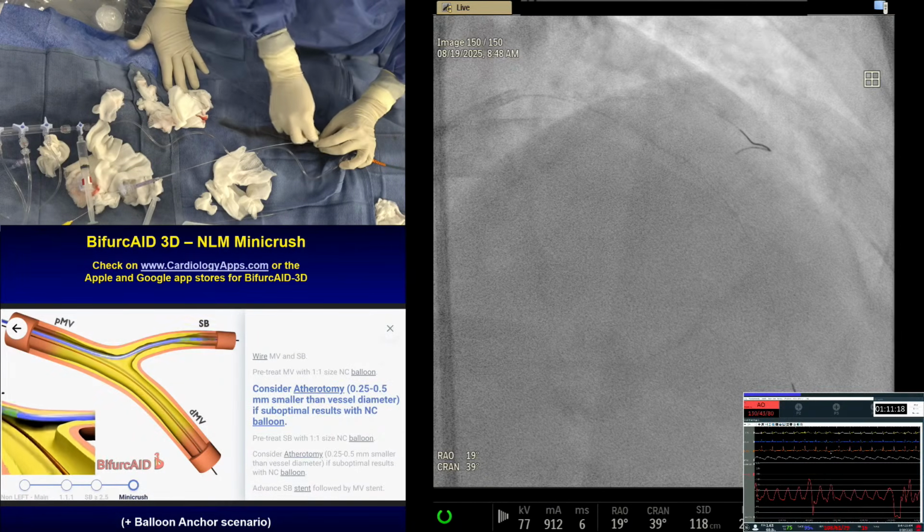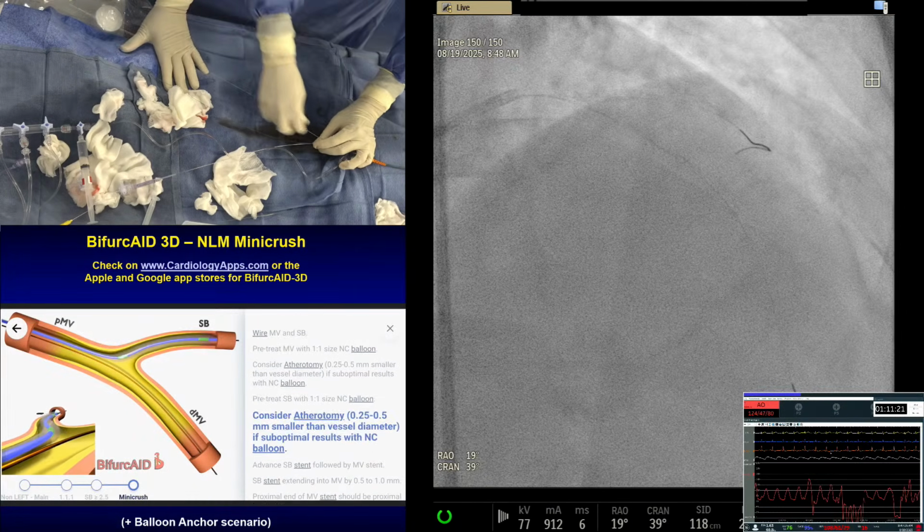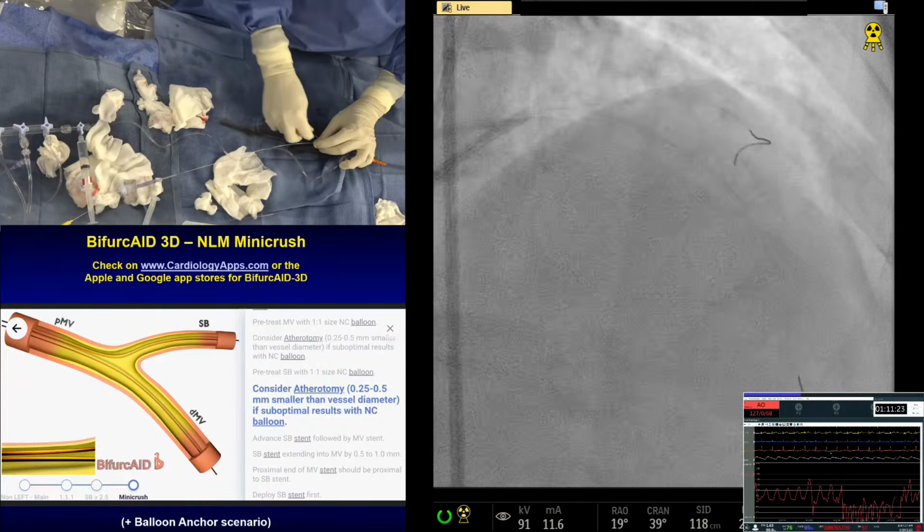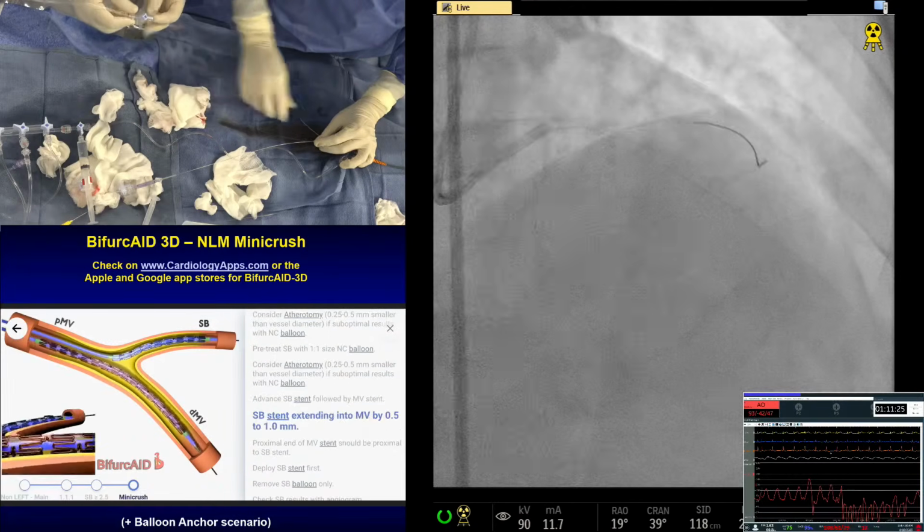So let's say what we are going to do now is the two technique. One, we are going to anchor the balloon in the main vessel.